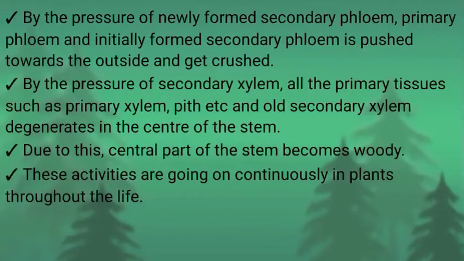By the pressure of newly formed secondary phloem, primary phloem and initially formed secondary phloem are pushed towards the outside and get crushed. By the pressure of secondary xylem, all the primary tissues such as primary xylem, pith, etc. and old secondary xylem degenerate in the center of the stem. Due to this, the central part of the stem becomes woody. These activities go on continuously in plants throughout life.